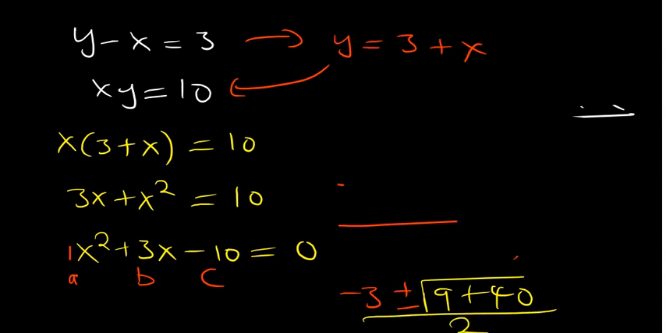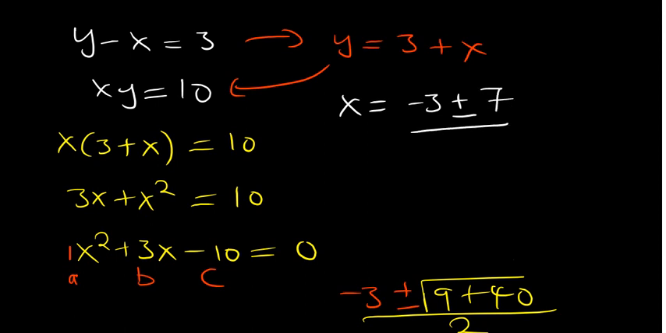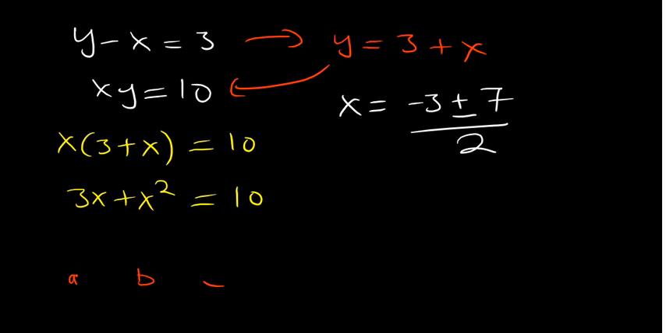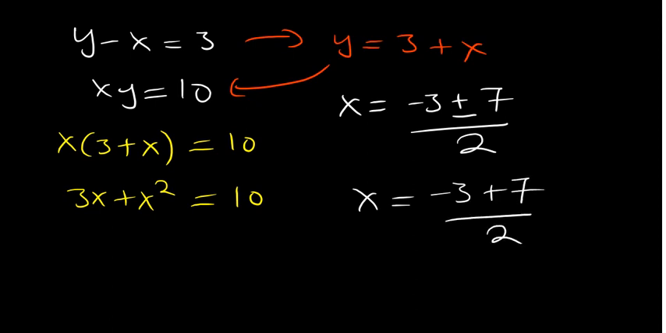So we're going to have two possible values of x. So negative 3 plus or minus, 9 plus 40 is 49. Root of 49 is 7, over 2. So the first possible value of x is negative 3, I'll get the positive. So negative 3 plus 7 is what? That's going to give us a 4. Positive 4 over 2, which gives us 2.